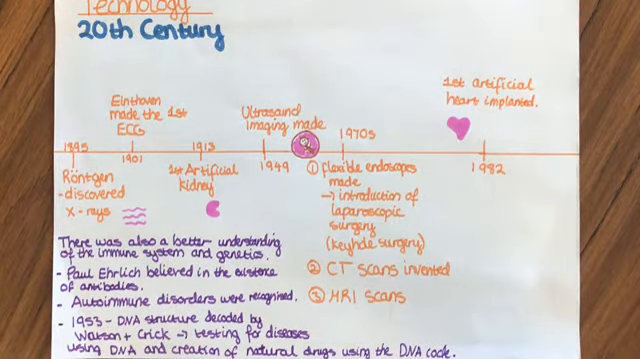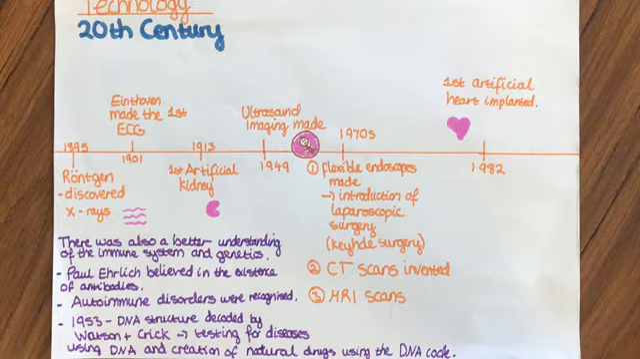20th century. Röntgen discovered X-rays, and Einthoven made the first ECG, first artificial kidney. There was ultrasound imaging made, flexible endoscopes made, introduction to keyhole surgery, CT scans invented, MRI scans, first artificial heart implanted. There was also a better understanding of the immune system and genetics.